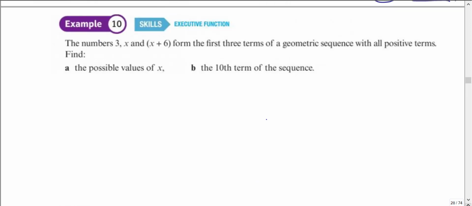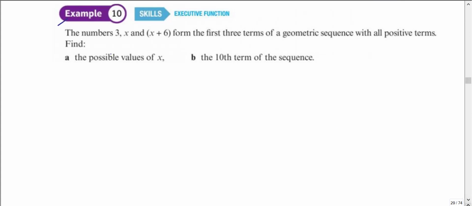Number 10. Let's do example 10. Let me help you out with example 10. The numbers 3, x, and x plus 6 form the first three terms of a geometric sequence. So we have 3, x, and x plus 6, meaning u1 or a, u2, u3. Find the possible values of x.